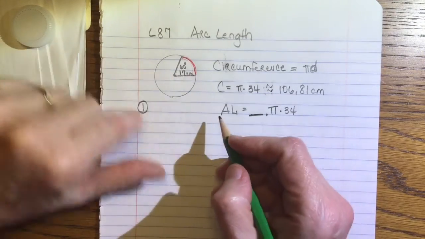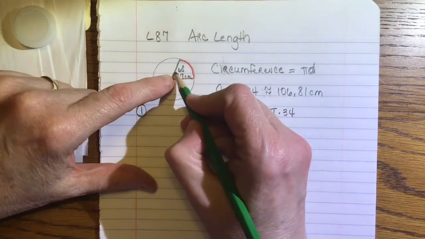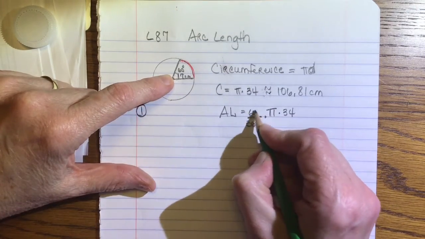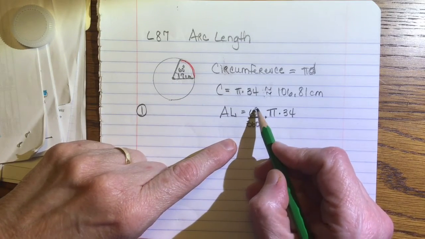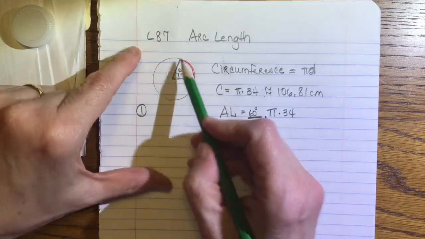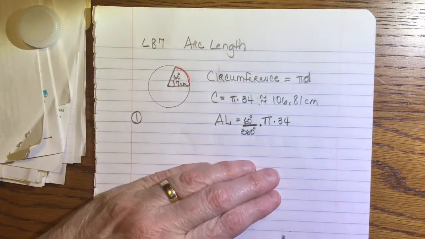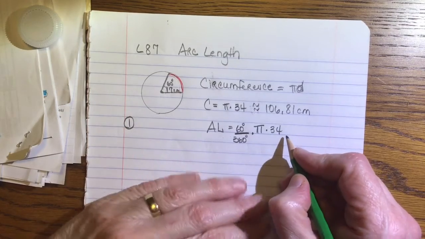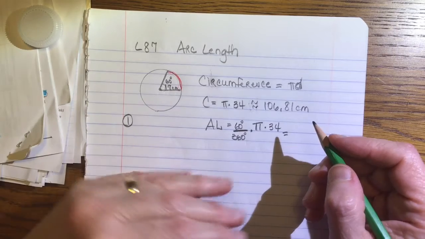Well, we know the whole circle is 360 degrees. And we only want the part that is 60 degrees. And so if you reduce that, that's 1/6. We're actually doing 1/6 of the whole circumference is what we want, and that will give us just this length. And I usually cancel before I do the multiplication. That's just what I'm used to doing.